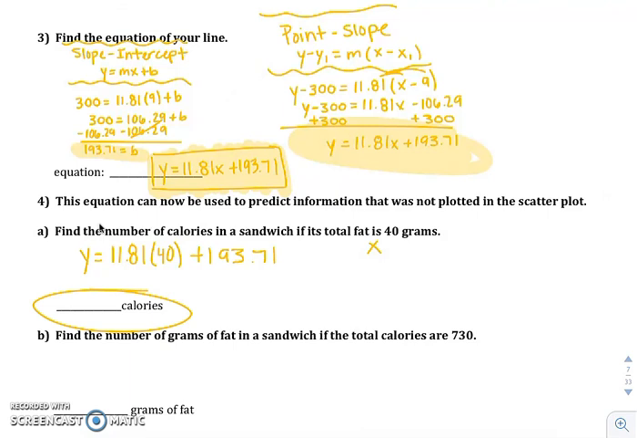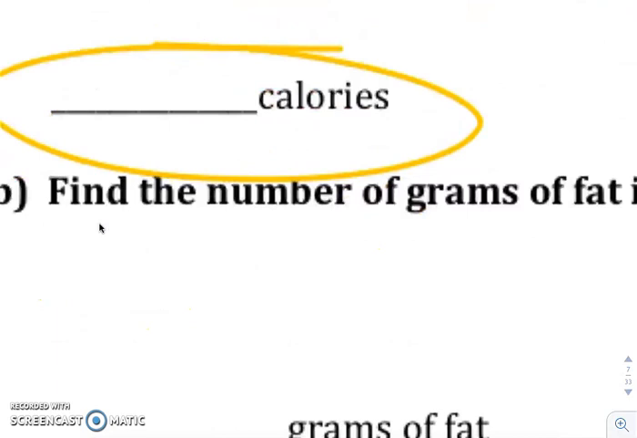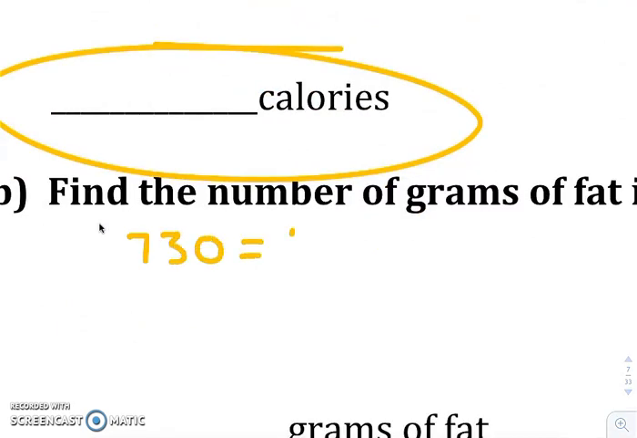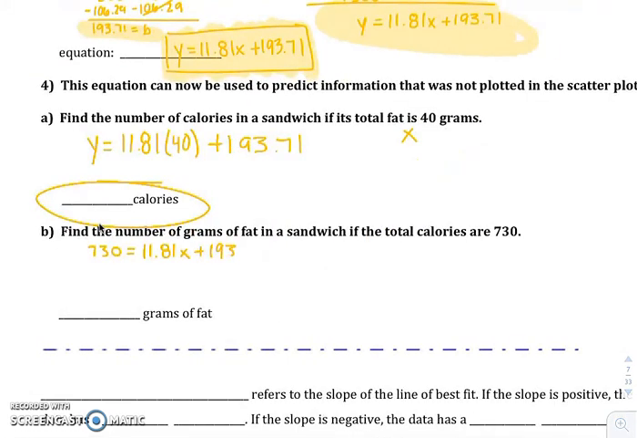And the same thing with B. Find the number of grams of fat if the calories is 730. In this case, y is 730. And you are finding x. So you are finding the grams of fat. I set up the equations for you. You finish them.